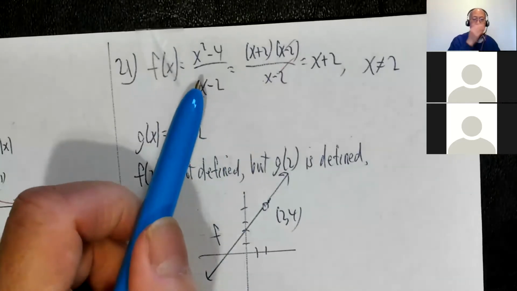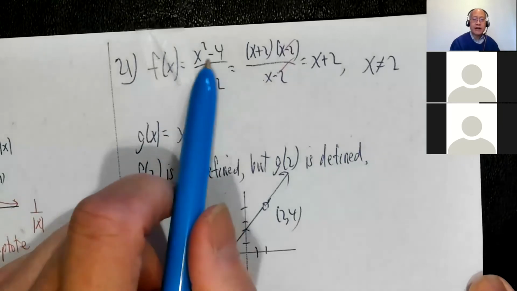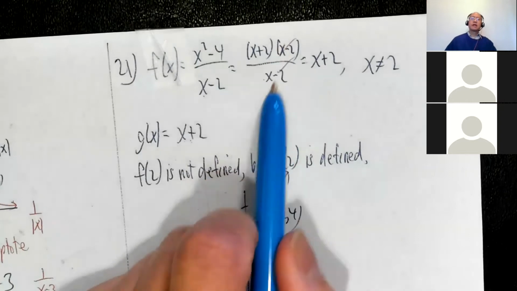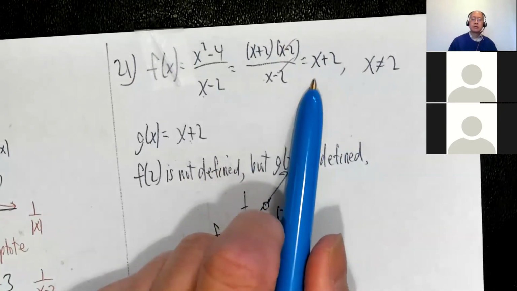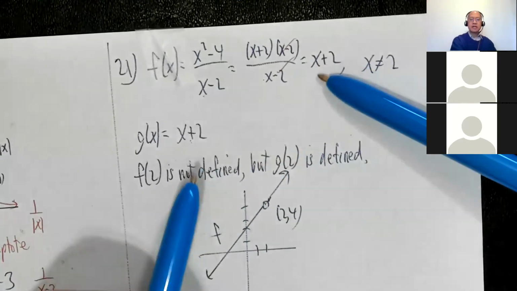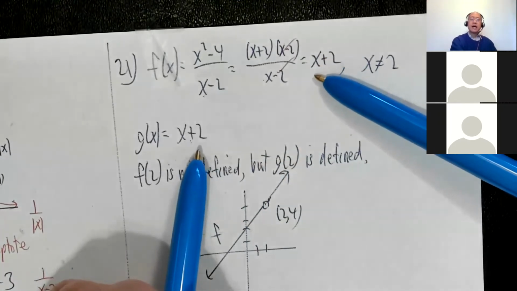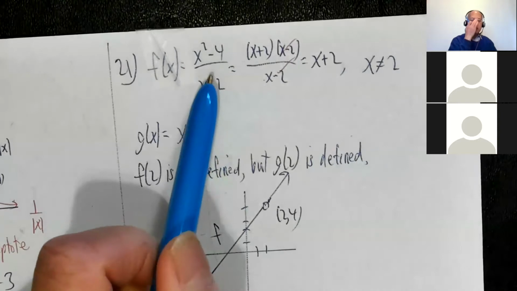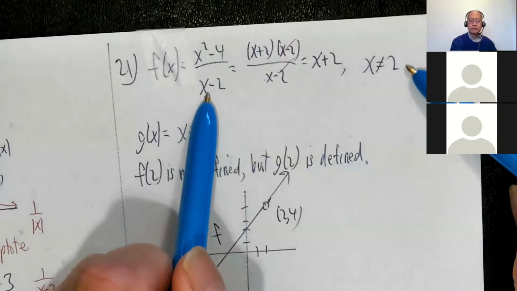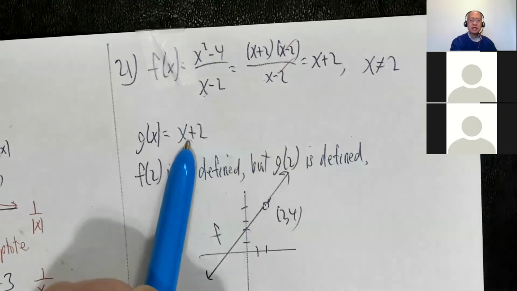So you may notice from algebra, you can factor the top into x plus 2, x minus 2. The x minus 2's cancel out. So at first glance, you might think they're the same, but not quite, because this is the original function. X is not allowed to be 2 here. X is allowed to be 2 here.